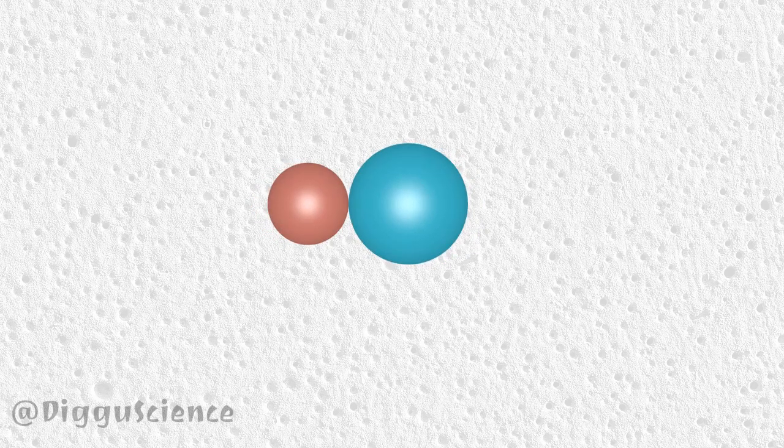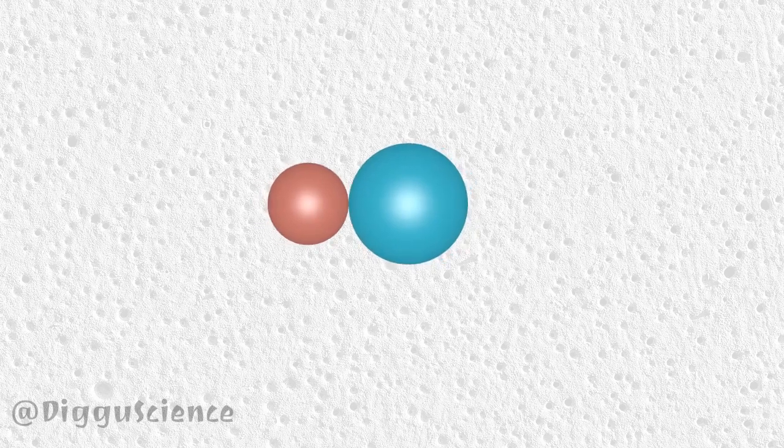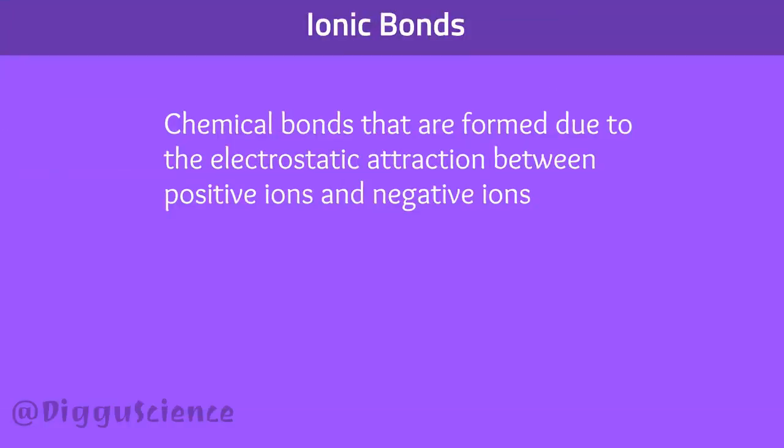You can also draw an ionic bond as two balls whose surfaces are attached. This is an ionic bond.